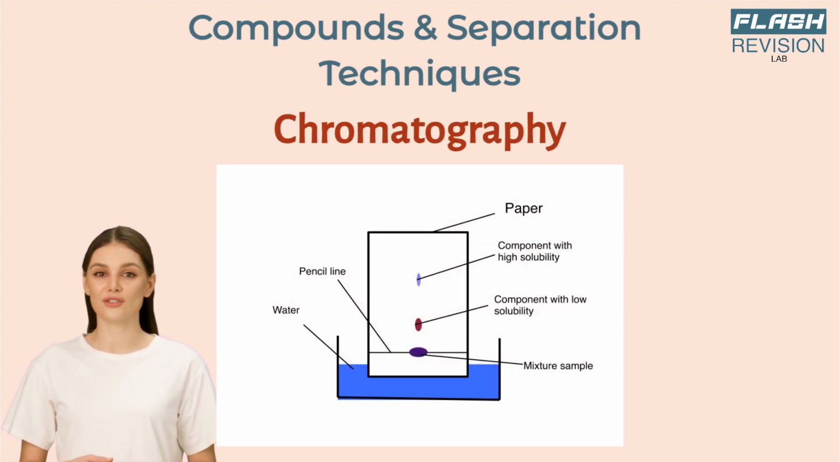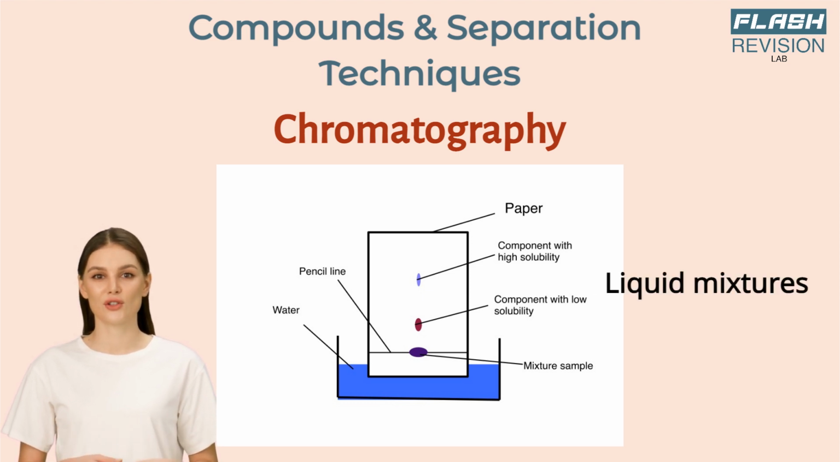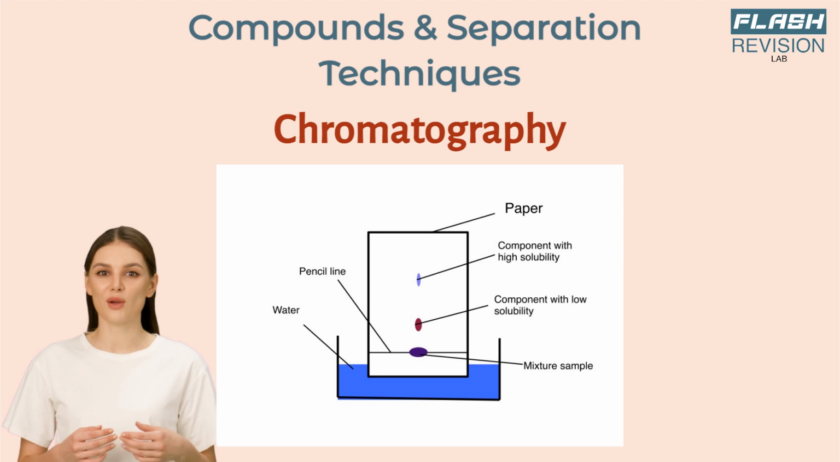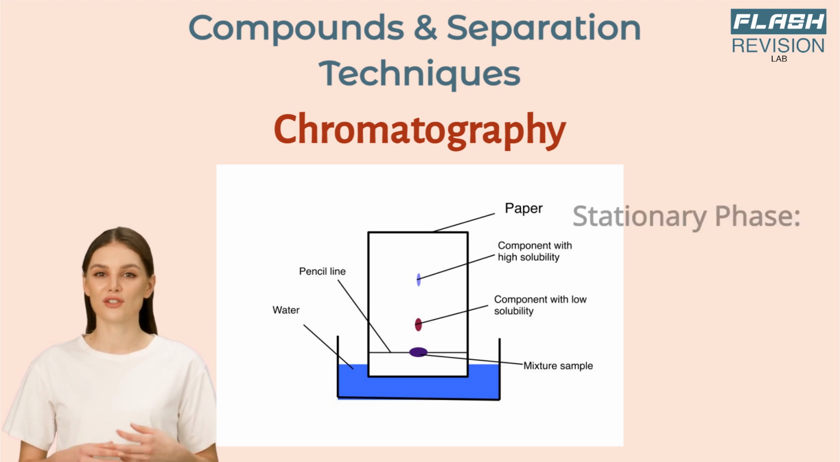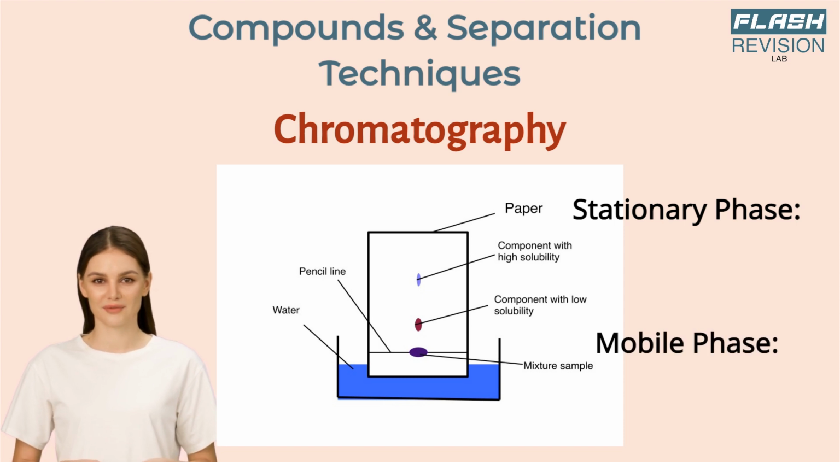Chromatography is a technique used to separate the components of a liquid mixture based on their attraction to a stationary phase and their solubility in a mobile phase. In the stationary phase, particles are not free to move, but in the mobile phase they can. For example, in paper chromatography, the stationary phase is paper and the mobile phase is water.